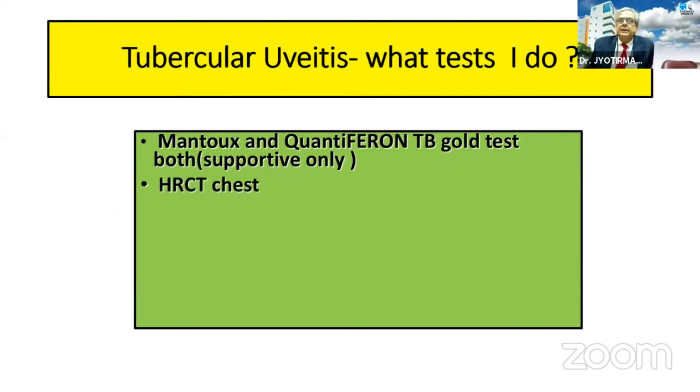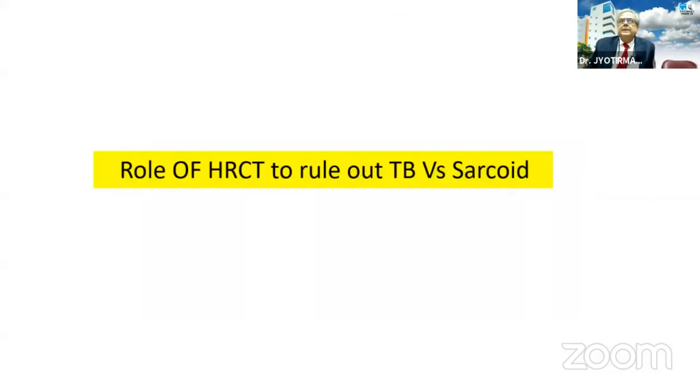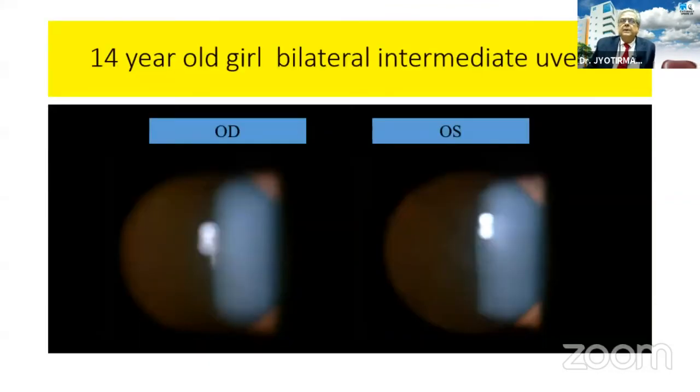I do an HRCT test, particularly to rule out TB and sarcoid. And then if negative, I do anterior chamber tap, vitreous aspiration, and even go for fine needle aspiration biopsy of a choroidal mass lesion in strong suspicion, subject to PCR for the MTB genome; I do both nested and real time. This is an example, a 14-year-old girl, bilateral intermediate uveitis.